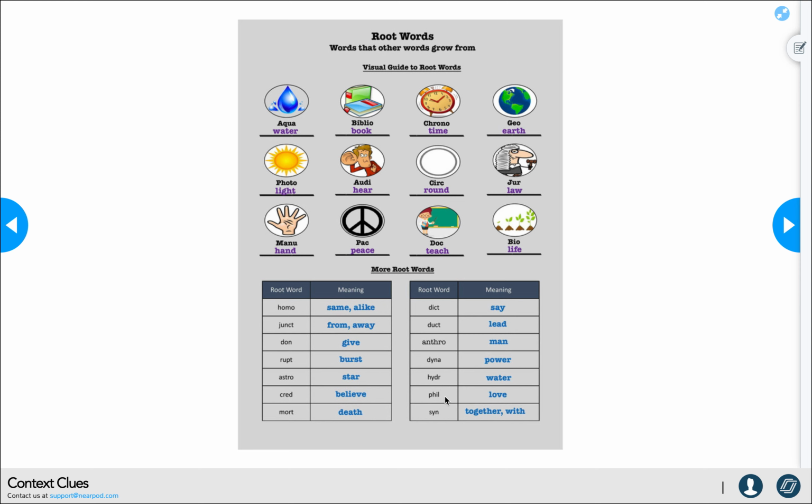Syn, together with. So remember earlier I said I was a bibliophile? Well, that is a combination of biblio, book, and phile, which is love. I also have a minor in philosophy, and that is the love of knowledge. Okay. Astro, think of astronaut, they go to the stars. Cred, credibility, you got some street cred, you believe them. Mort, like mortality rate, that's the death rate. So dict, like in dictionary, is to say, like, how do you say those words? What do they mean?